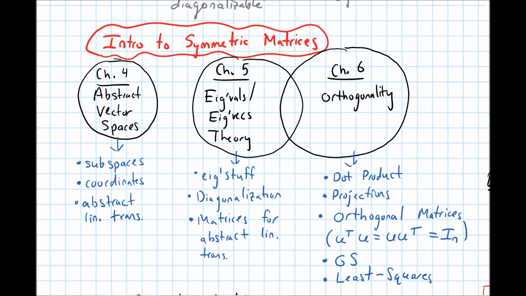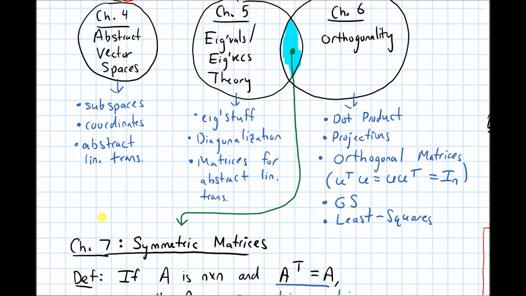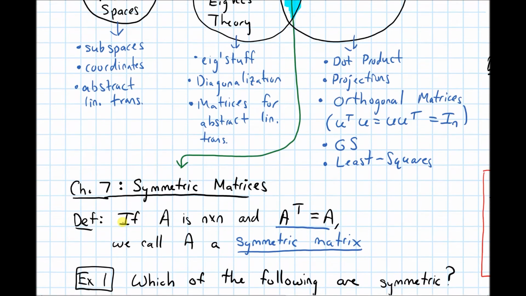So what we're going to be doing in chapter 7 is focusing on the intersection of chapters 5 and 6. We'll be merging concepts from eigenvalue and eigenvector theory with orthogonality. This intersection is going to form the heart of what we're going to talk about in chapter 7, which is symmetric matrices. Now let's define what a symmetric matrix is. If A is n by n, so it's square, and the transpose of A is the same thing as A, we call A a symmetric matrix.